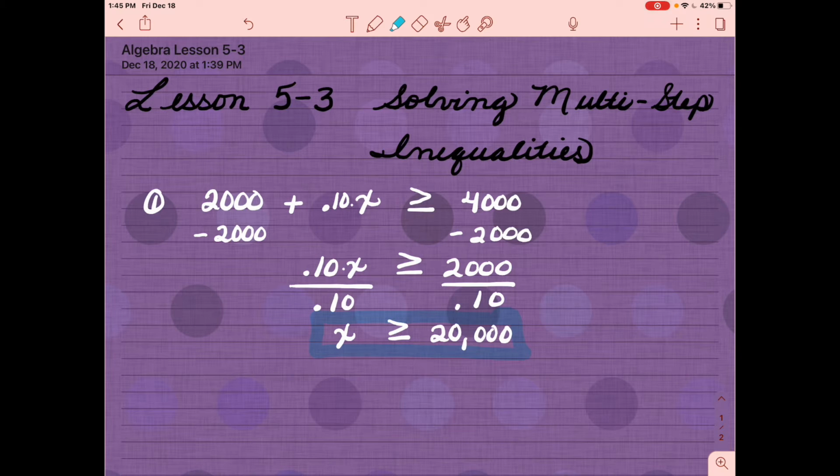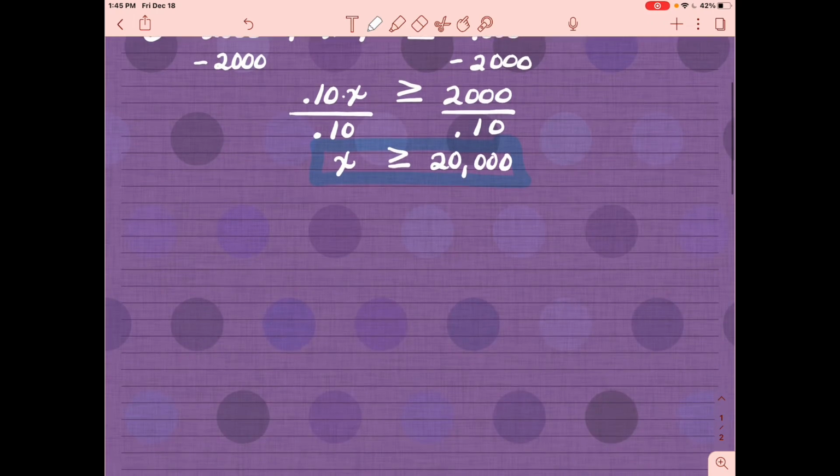What is she selling? It doesn't tell us, does it? Commission on her sales. Whatever it is she's selling, she needs to sell $20,000 worth of her sales because her commission is on the dollars and not on each item. So cool. All right, example 2.